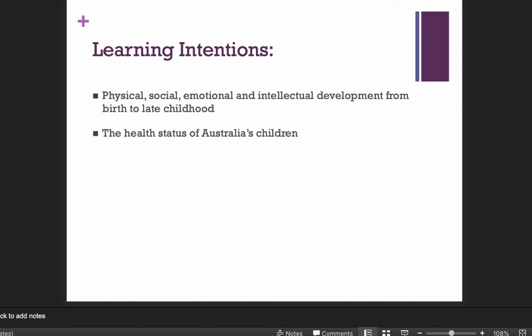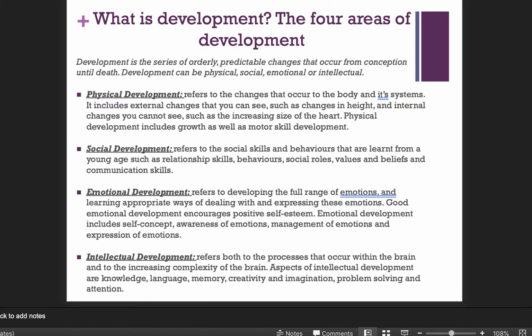We want to understand the physical, social, emotional, intellectual developments from birth to late childhood today. I'm going to stop at late childhood and not go through everything, and then in Thursday's class, I'll go through the other stages. Remember that a lot of the learning and development happens in younger years, and in those older years, there's less development and learning taking place for individuals. So, we went through what the 4 areas are: physical, social, emotional, and intellectual.